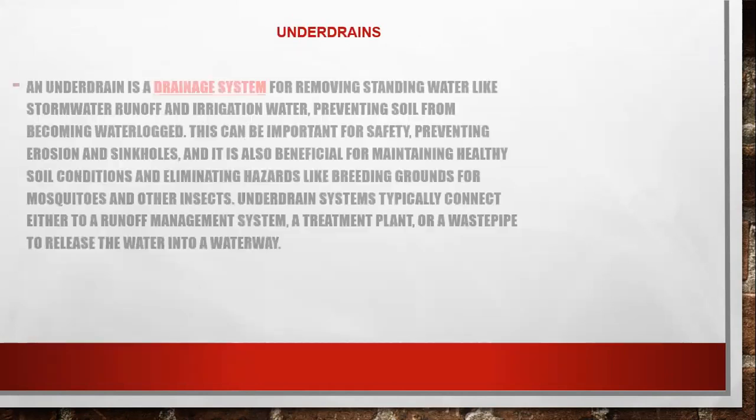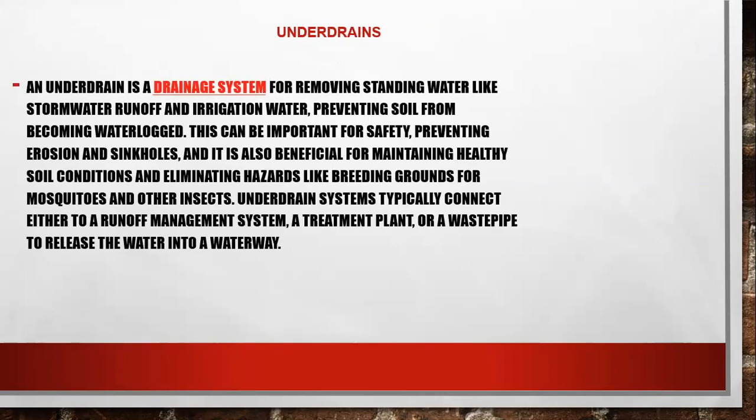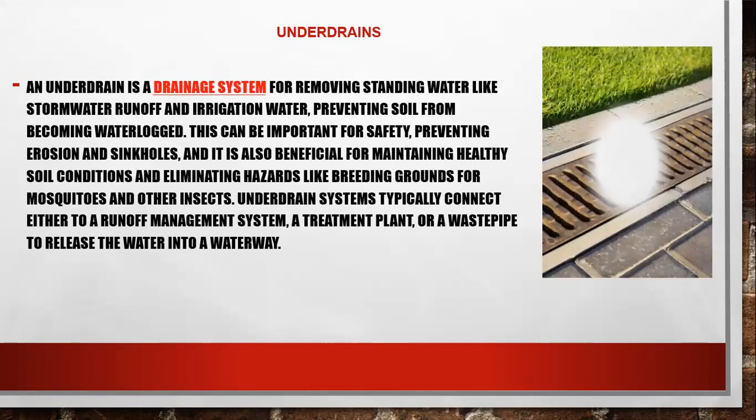Next is the under drains. Under drains, or what we know as a drainage system for moving and standing water like storm runoff and irrigation water. So under drains are used to remove the excess water from the road. For example, if the rain is heavy and there is a lot of water, under drains are used to remove that water. So this is the example of the under drains.